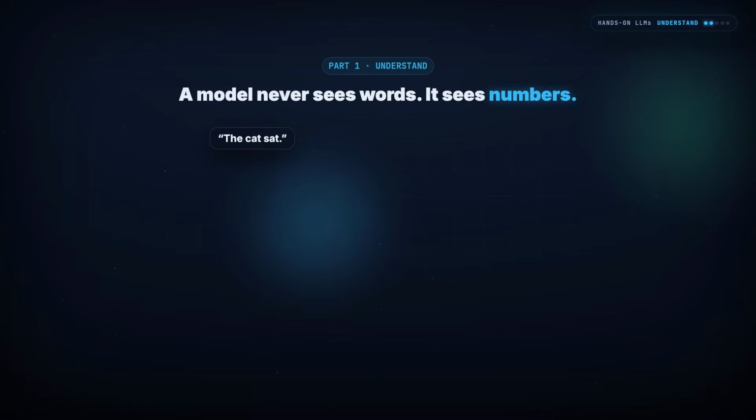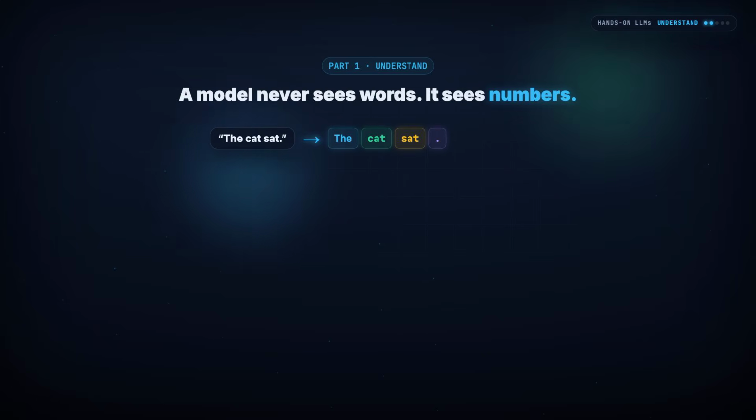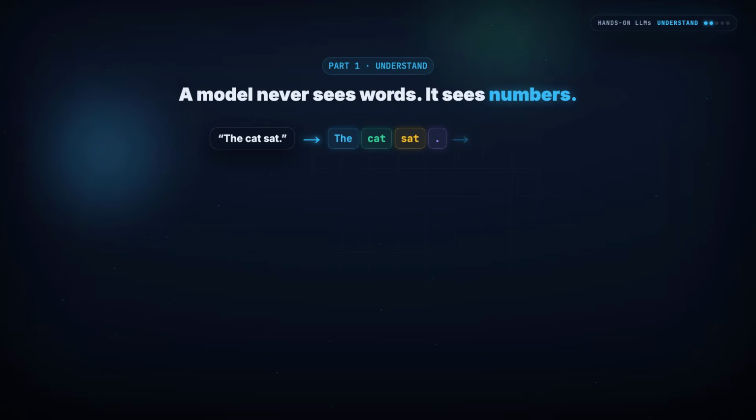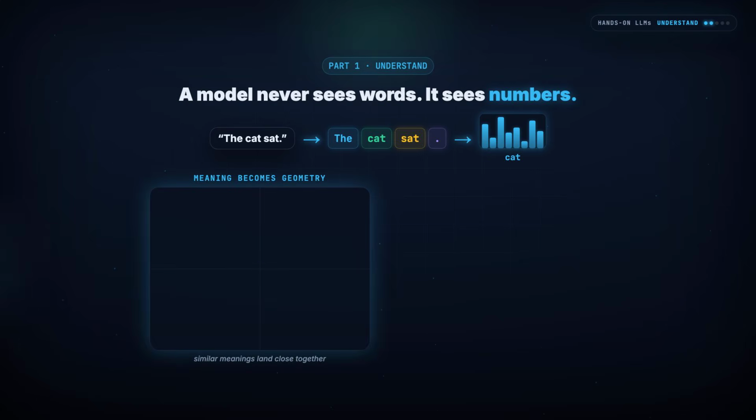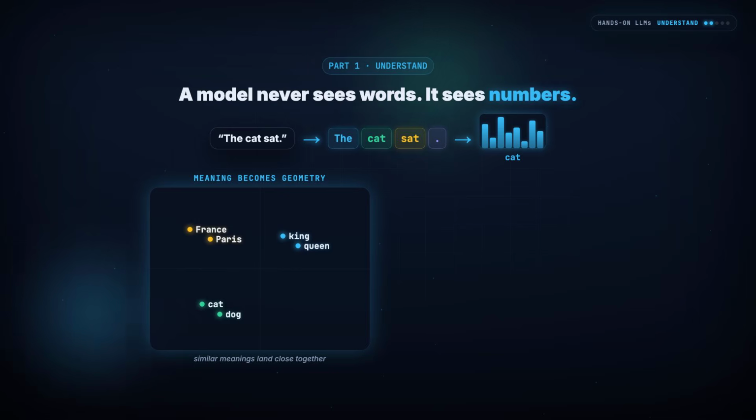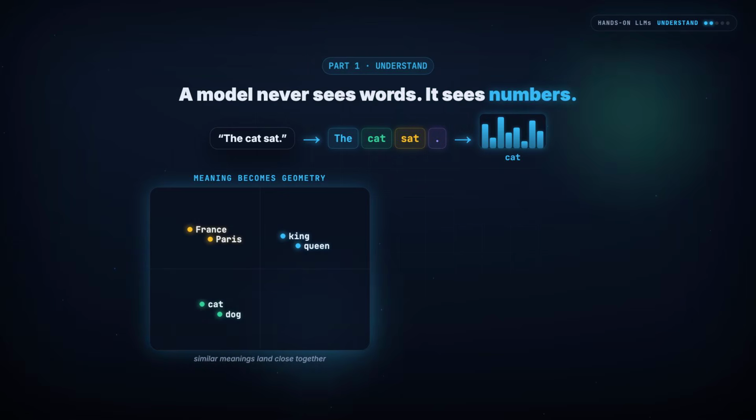And it starts with the most important idea in all of AI. A model never actually sees words. It can't. So the first thing it does is chop your text into tokens, little fragments of words, and then turn each token into an embedding. An embedding is just a list of numbers, a vector, that pins the meaning of that token to a specific point in space.